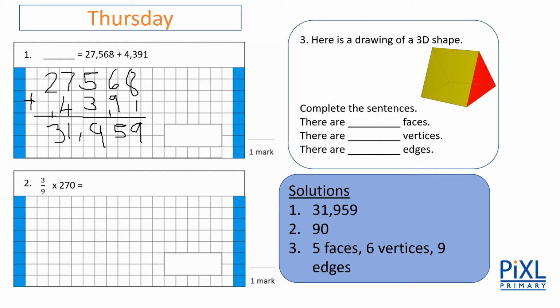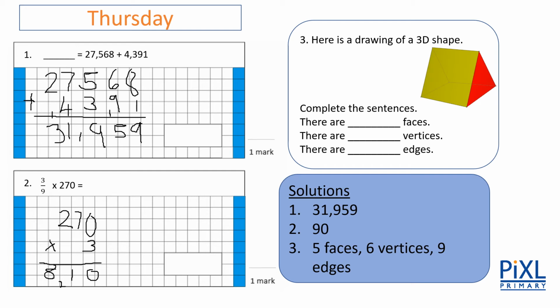Right, our next one, we have been doing this last week. Let's have a look. We have got 3 9s and we're multiplying by 270. Remember, when I'm multiplying a fraction by my integer, I always multiply my numerator by my integer to get my answer. So I need to do 270 and I need to multiply it by 3. 0 times 3 is 0. 3 times 7 is 21. Put my 1 down, carry my 2. 3 times 2 is 6. Add 2 is 8.